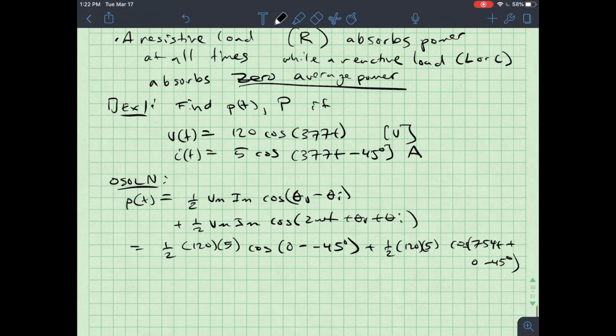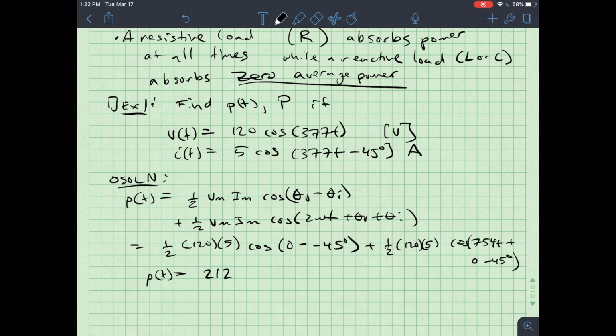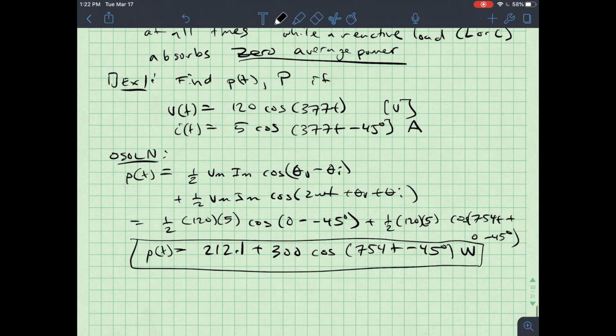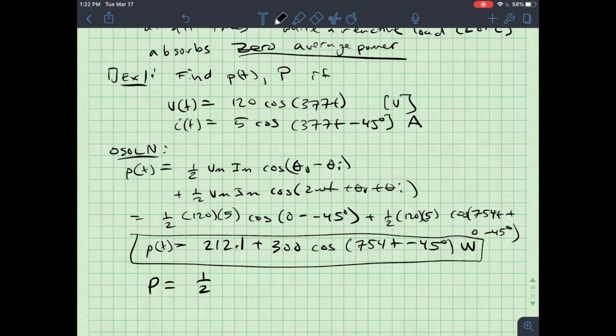So P of t is equal to 212.1 plus 300 cosine of 754t minus 45 degrees watts. The next part of this is to find big P. Big P is just 1/2 Vm Im cosine theta v minus theta I, and that's, I know, 212.1 watts.